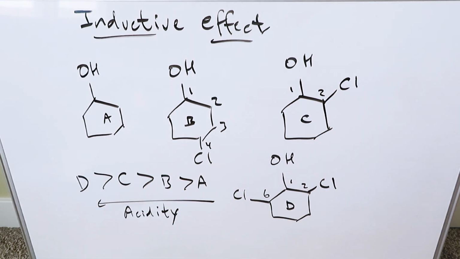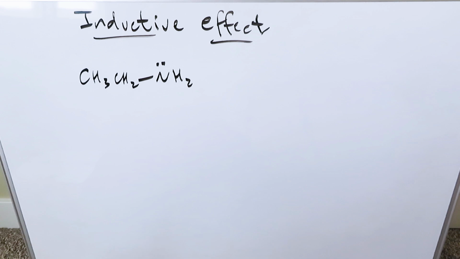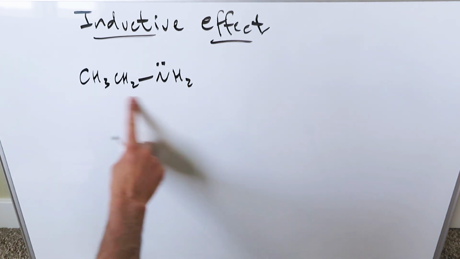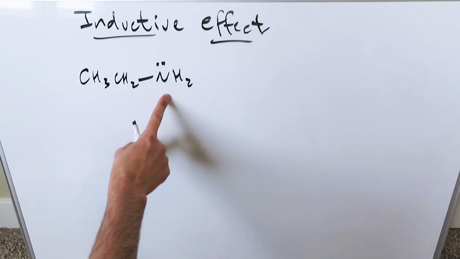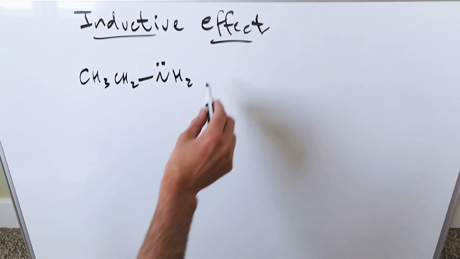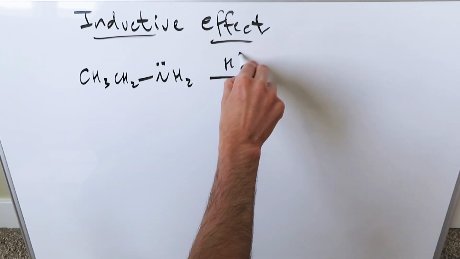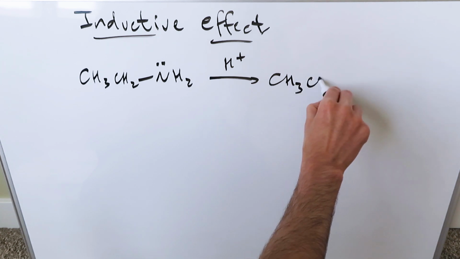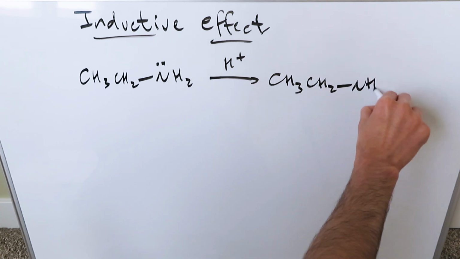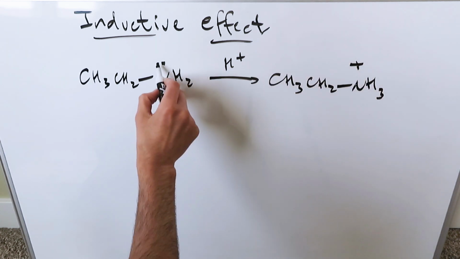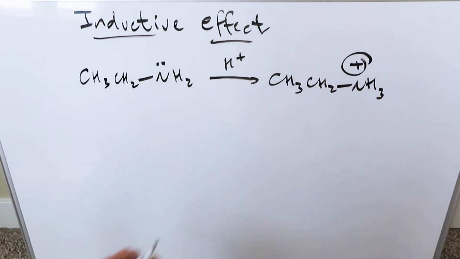Now let's talk about basicities with regards to inductive effect. If I'm looking here at ethylamine, I have an ethyl group attached to an amino group, and I were to protonate this in the presence of an acid, what would I have? CH3, CH2, I'll have here NH3 plus. I have a lone pair of electrons, but they've been lost because I've protonated. I have 2 hydrogens, now I have 3 hydrogens.